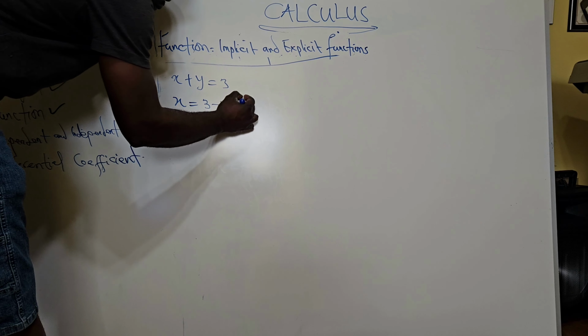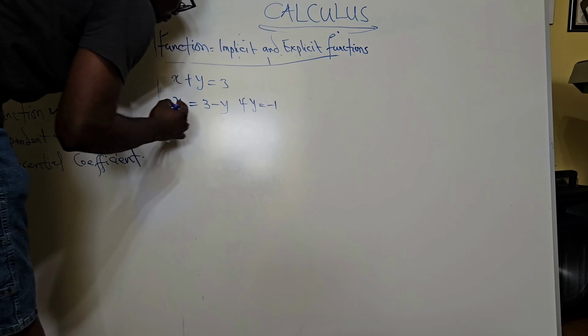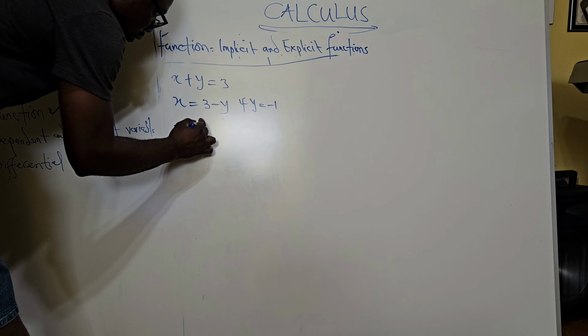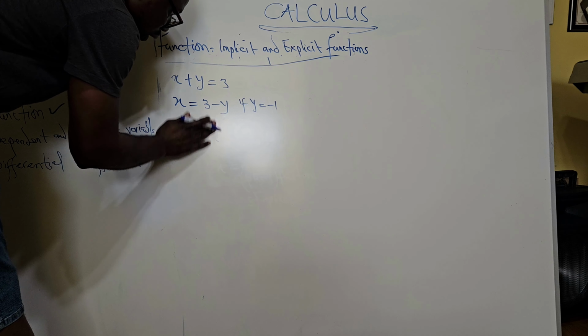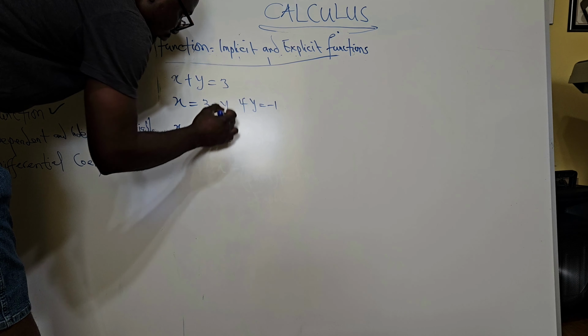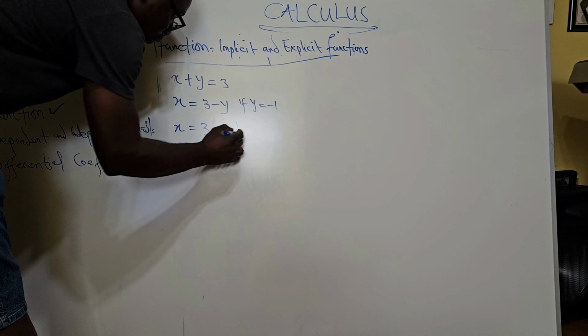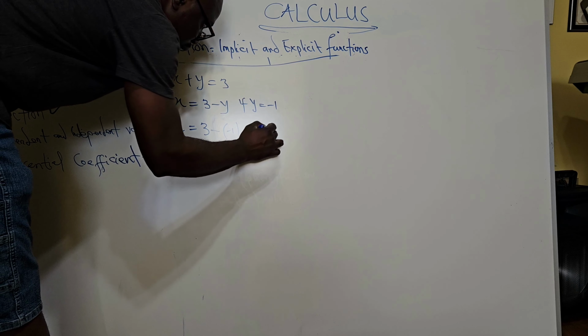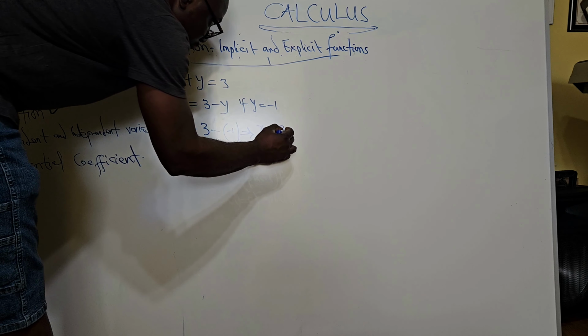So let's say y is equal to minus 1, for example. Then x is going to be equal to 3 minus y, where y is minus 1. And if you solve for this, your x is equal to 4.